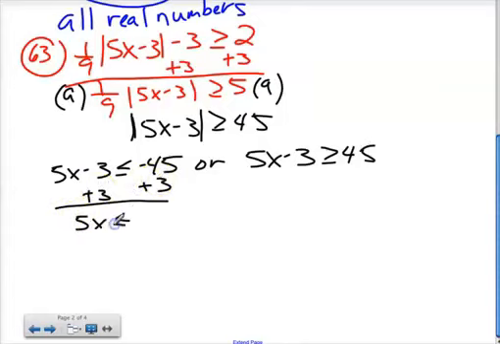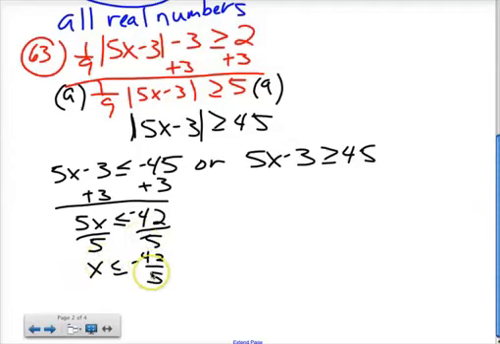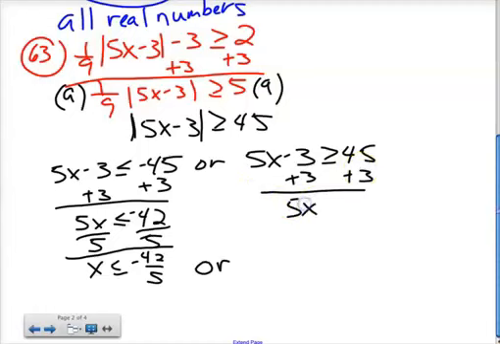So 5x is less than or equal to -42. Divide by 5. And x is less than or equal to -42/5. So that's the first part of this. And then we need our OR. And yeah, we're not too happy about that -42/5 there, but you do with what you have. So then we add 3 to both sides over here, and 5x is greater than or equal to 48.